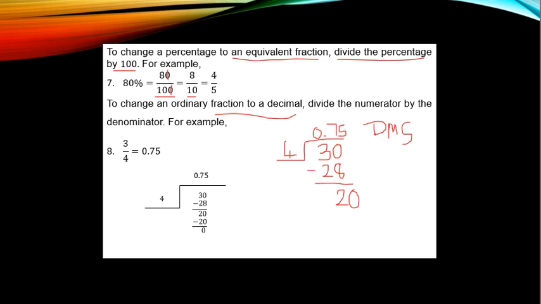5 times 4, you have 20. After that, you subtract. 20 minus 20 is 0. So once the remainder is 0, you stop division. So this is the long division approach of converting an ordinary fraction to a decimal fraction.